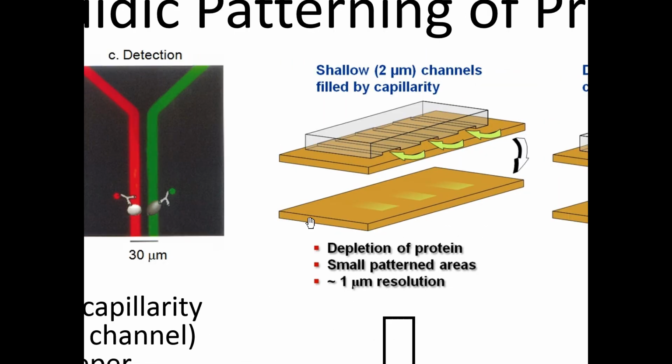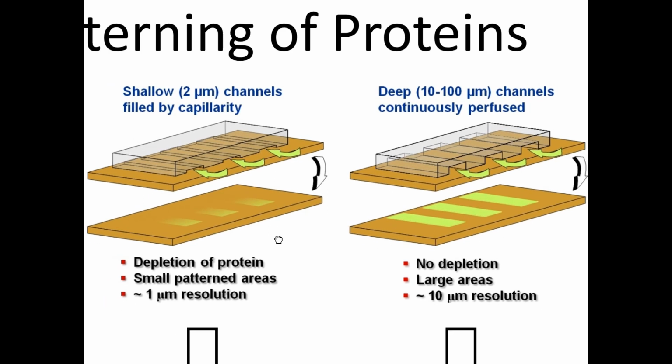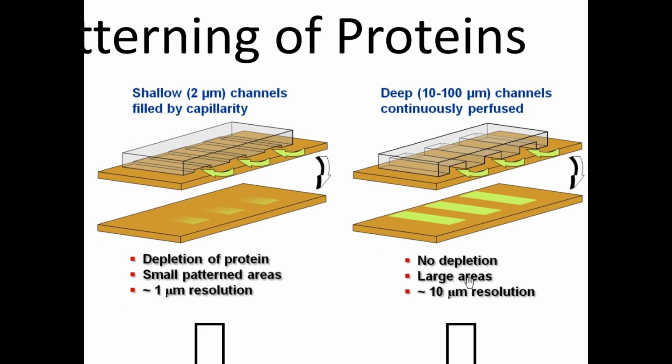So just a little bit of the details here. When you're using microfluidic patterning, one thing you have to be careful about is that you maintain uniform concentration of proteins on the surface. If you use very shallow channels and you rely on capillarity to fill the channels, meaning you don't have a pump, you just let the channels fill on their own, then the proteins will be depleted later on. You'll have a high concentration of proteins deposited on one side, but fewer proteins deposited on the other side.